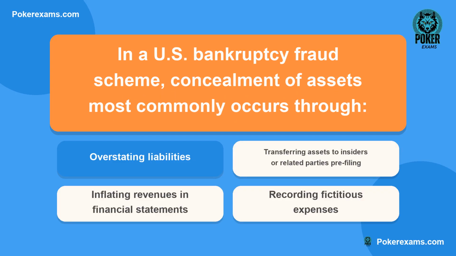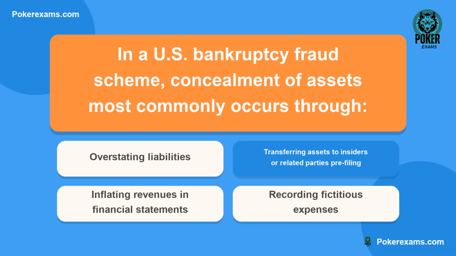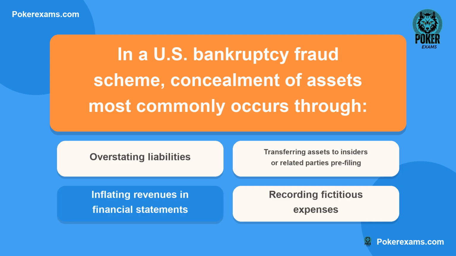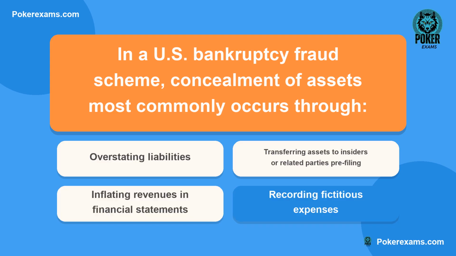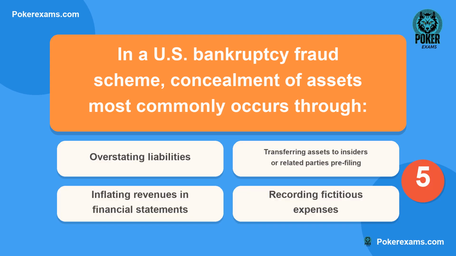Is it A, overstating liabilities? Or B, transferring assets to insiders or related parties pre-filing? Could it be C, inflating revenues in financial statements? Or lastly, D, recording fictitious expenses?